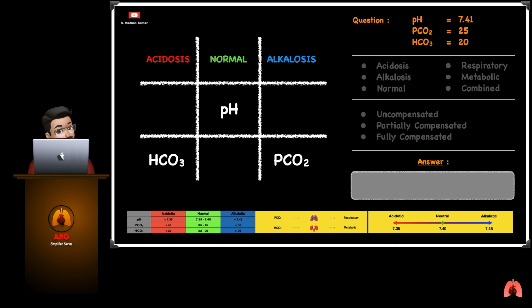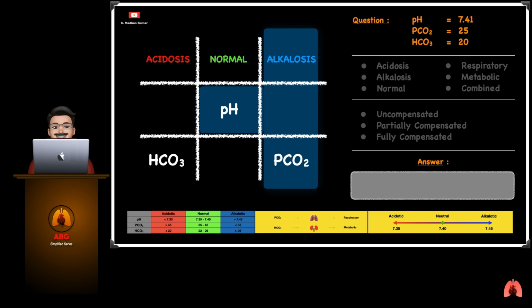Now we have to determine whether it is acidotic or alkalotic. Since the pH value of 7.41 is sliding towards alkalosis, we can interpret this as alkalotic. PCO2 is involved in the alkalotic column, so the final interpretation will be fully compensated respiratory alkalosis.